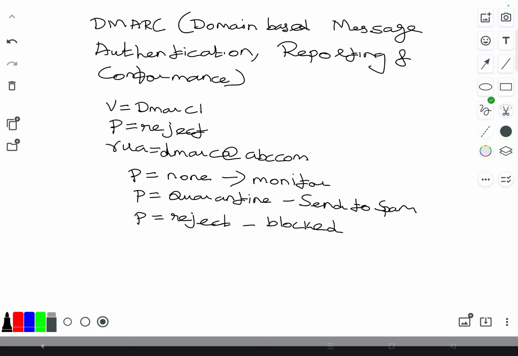So DMARC is a strong protection against domain spoofing. It prevents phishing and impersonation. All these three concepts are really very important: SPF, DKIM, and DMARC, especially from an interview perspective as well. So let's take a real life example.